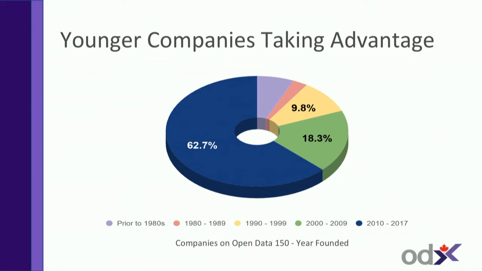One of the pieces of information we collected as part of this was the year that the company was founded. One of the interesting things when I looked at it is that 80% of the companies in Canada using open data that answered the survey were founded in the year 2000 onwards. So they're all fairly recent in terms of their development.